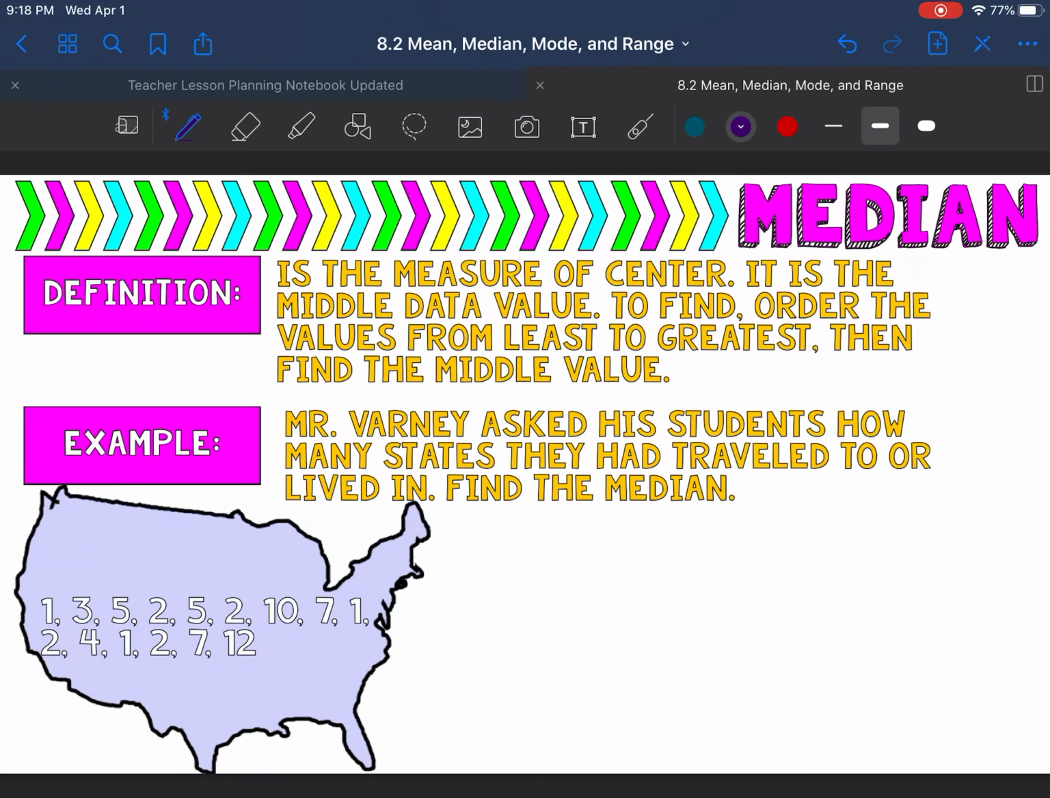What is median? Median is the measure of the center. It is the middle data value. To find it, we need to order the values from least to greatest and then find the middle value. Okay, so once again, we have Mr. Varney, and he has asked the students how many states they've traveled to or lived in, but this time we're going to find the median. So first thing we need to do is put our numbers in order from least to greatest.